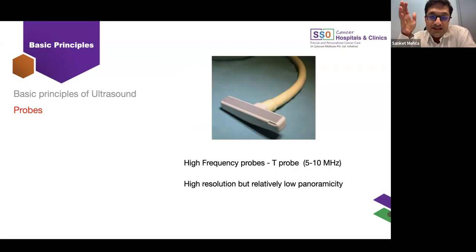A lot of companies do have this T probe, which was the common probe that is used. It has its limitations because it's a medium range 5 to 10 megahertz probe. It is high resolution but very low panoramicity, and it does not have the convex array mode. It has a linear array mode, which limits the area of visualization. And hence, it has very limited use for intraoperative ultrasonography during the time of resection.